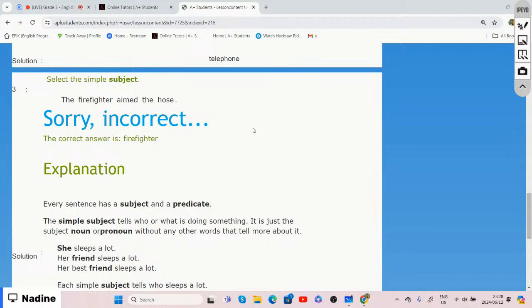So we need to identify the simple subject that tells us either who is doing something or what is doing something within that sentence, right? And remember, it is just the noun, just the pronoun, without any other words that tells us more about it. The firefighter aimed the hose.